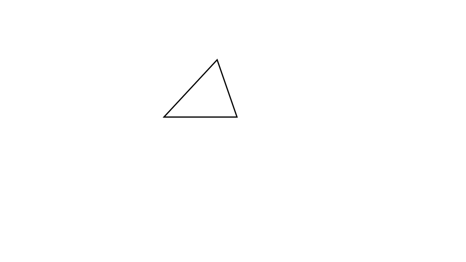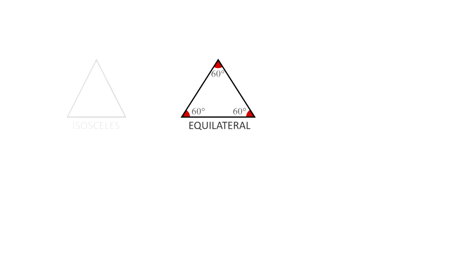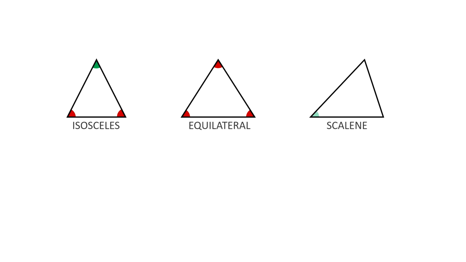Triangles come in different flavors. By sides, we have equilateral, all sides equal, all angles at 60 degrees. Isosceles, 2 equal sides, 2 equal angles. Scalene, everything is different.